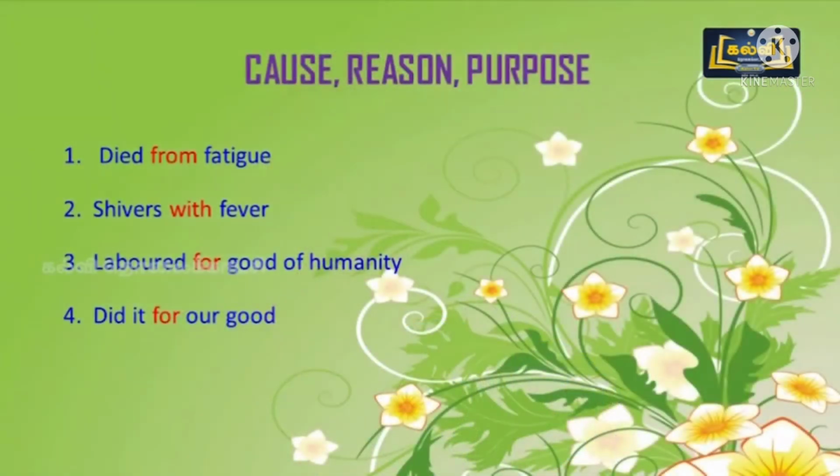Next one, we are going to see the examples for cause, reason and purpose. First example is died from fatigue, shivers with fever, labored for good of humanity, did it for our good. Here, what are the prepositions? From, with, for.